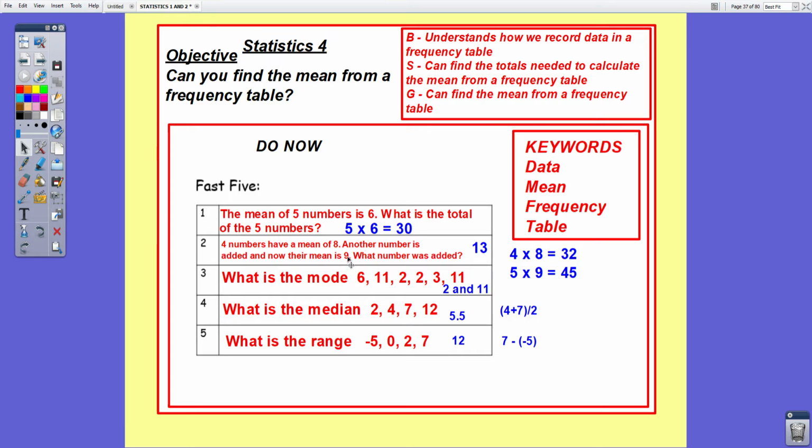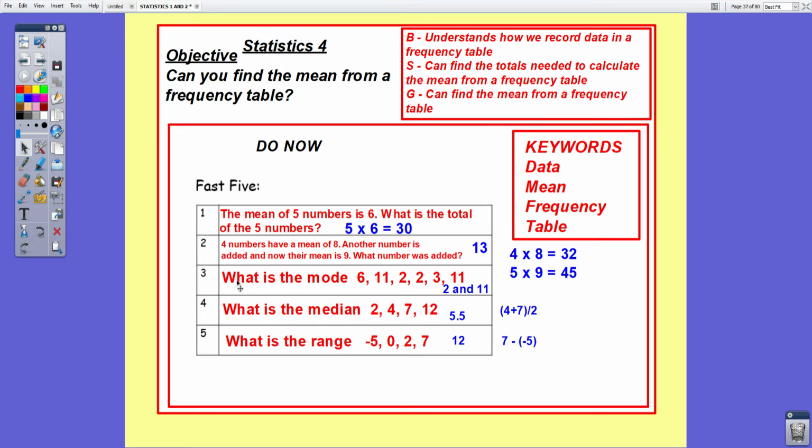This sort of question, question 2, is one of the most commonly misanswered questions that you will come across in a test. People read it and think, oh, if the mean has gone up 1, the number must have gone up 1, and they answer 9. It is never as simple as that.